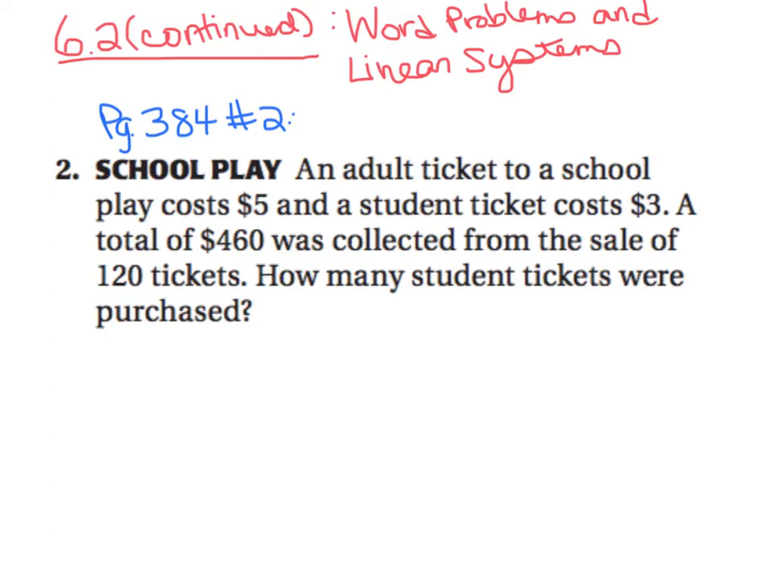So here's our example. They tell us that an adult ticket to a school play costs $5 and a student ticket costs $3. I'm going to start by underlining things that I know. So I know an adult ticket is $5. I know that a student ticket is $3. They also tell you that a total of $460 was collected on a sale of 120 tickets. How many student tickets were purchased?